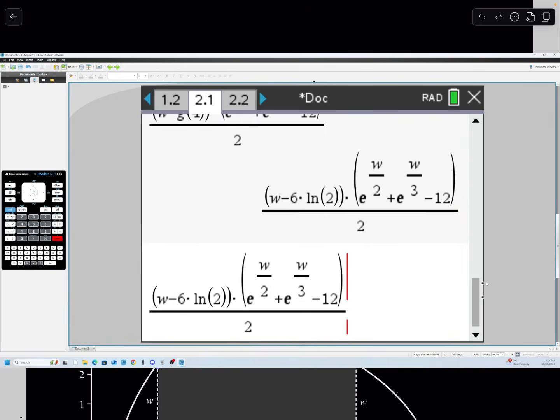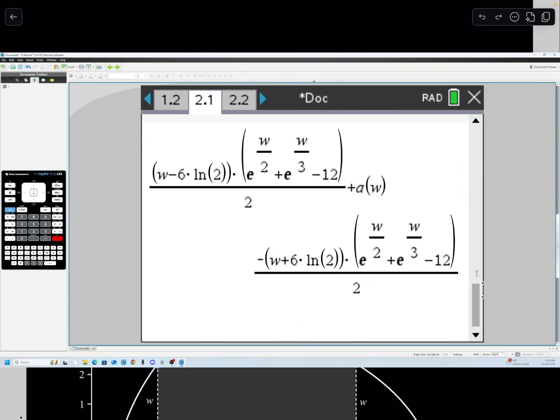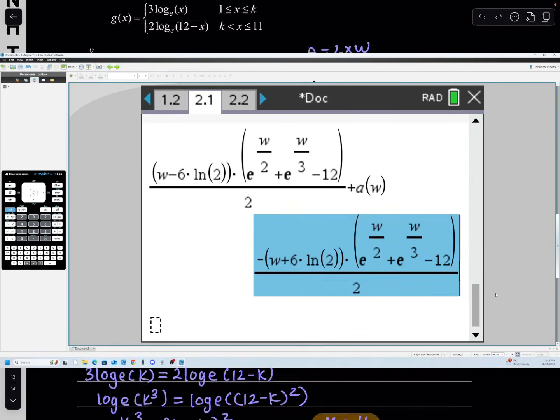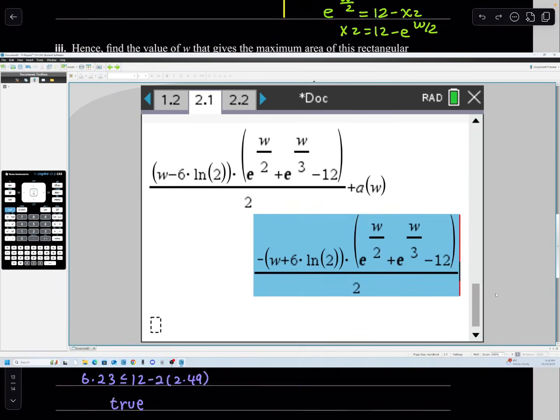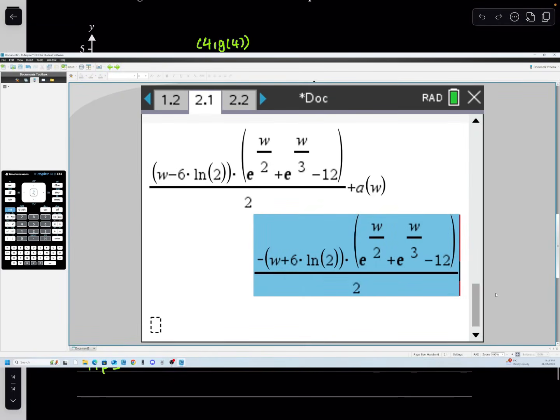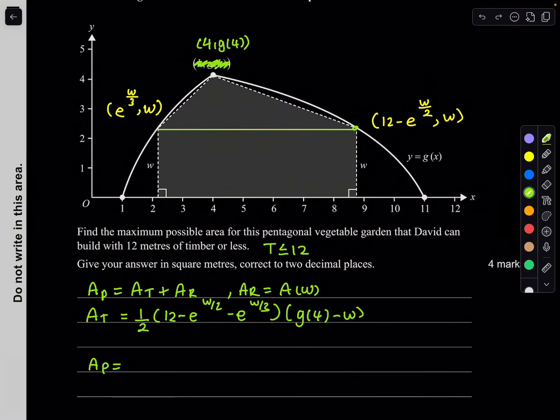Remember, we're going to add it with the area of the rectangle, which is, of course, area of W. That's your rectangle. So this is your overall area. This is the overall area of that pentagonal. Isn't that correct? So our goal is basically to find the maximum possible area.